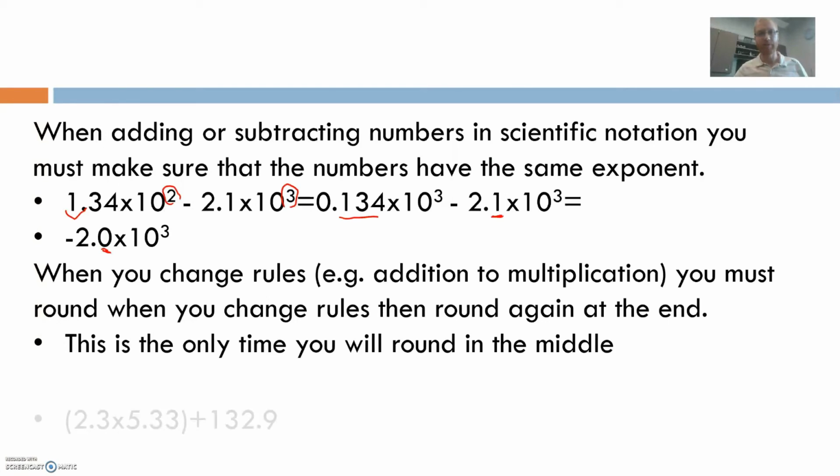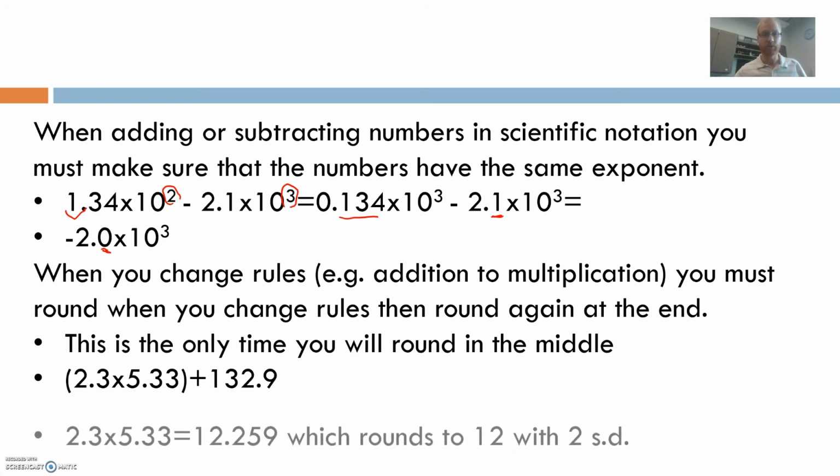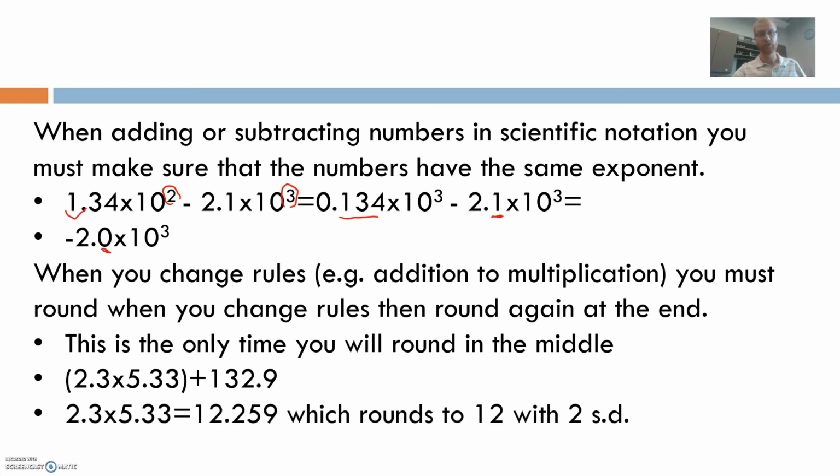All right, let me give you an example of that. So 2.3 times 5.33 plus 132.9. Okay, so we're going to do order of operations, do parentheses first. Okay, 2.3 times 5.33. Okay, now notice after that you're going to add. So because you're switching rules, you're going to round after you multiply those. Okay, so 2.3 times 5.33 gives you 12.249. 2 significant digits, rounded to 12.